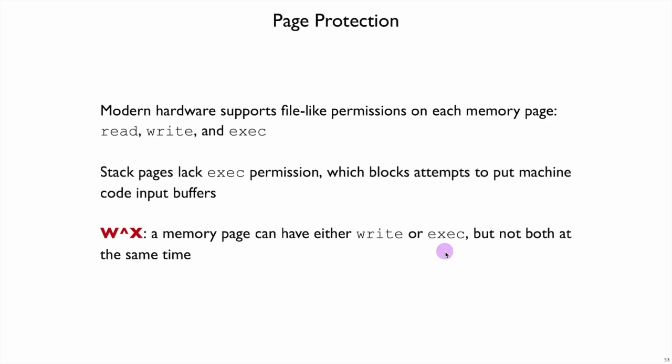But in languages like JavaScript and some Java implementations, code is actually generated at runtime. So it's not good enough to have pages that are either writable or executable forever. You need to toggle back and forth between them. But this W XOR X convention means that a page can only be in one of those two states, and that again makes it harder to generate some code through an attack and then jump to that code.